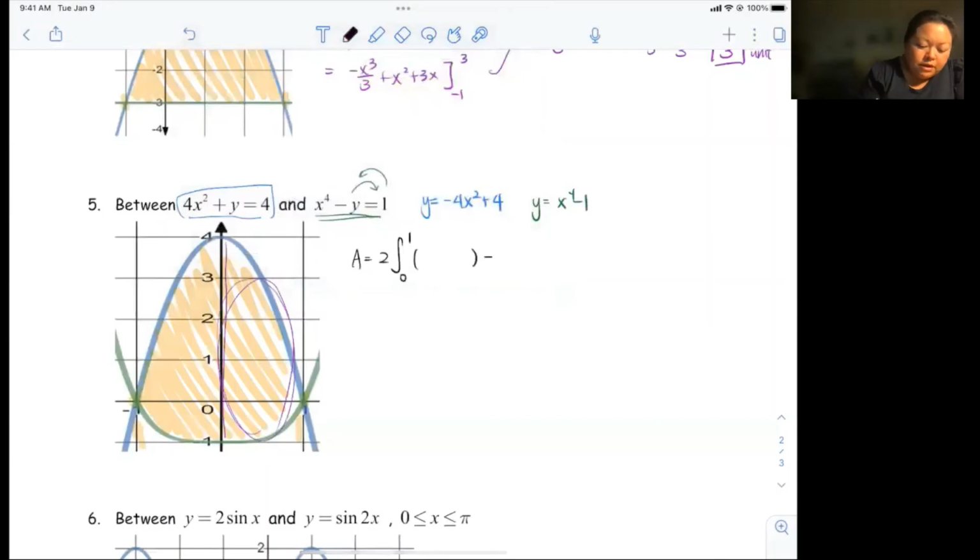Top function minus the bottom function, dx. Again, we're looking at the x-axis, so it's dx. Top function is going to be the blue, -4x squared plus 4. Bottom function is going to be the green, x to the 4th minus 1.